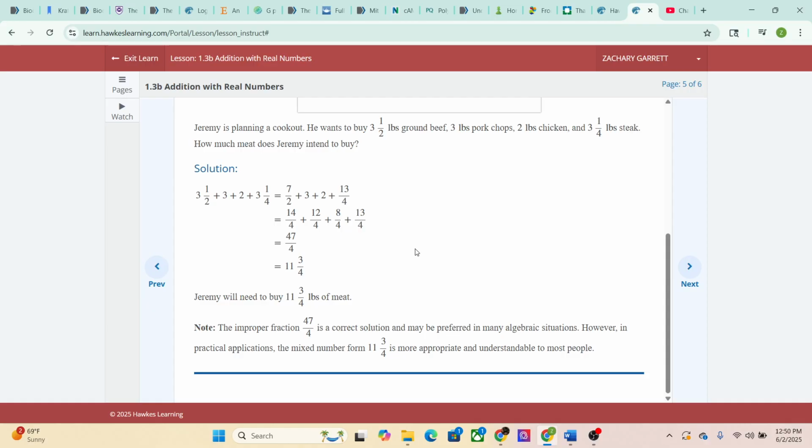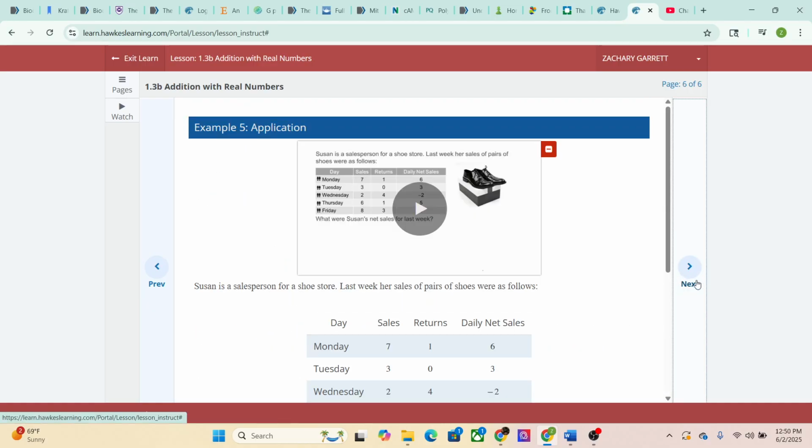Jeremy will need to buy 11.75 pounds of meat. The improper fraction 47 over 4 is a correct solution. It may be preferred in many algebraic situations. However, in practical applications, the mixed number form 11.75 is more appropriate and understandable to most people.